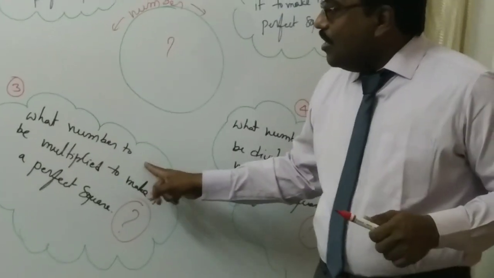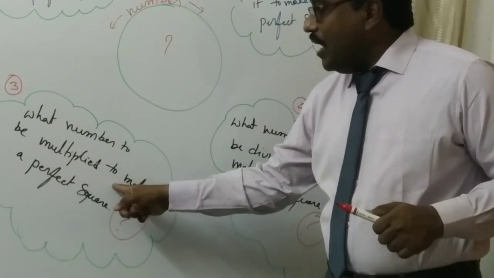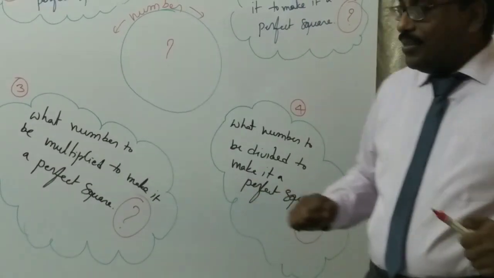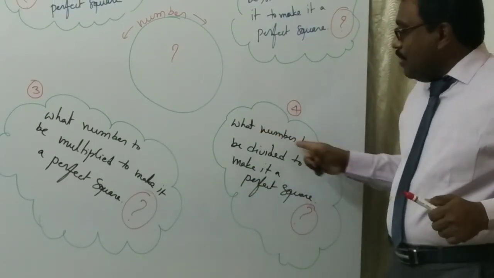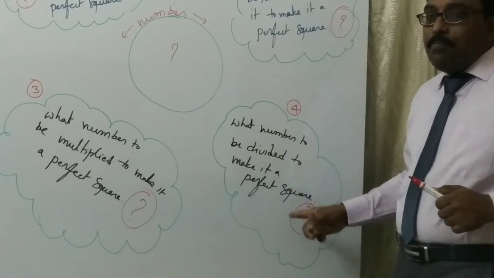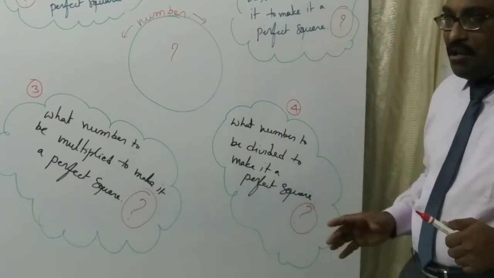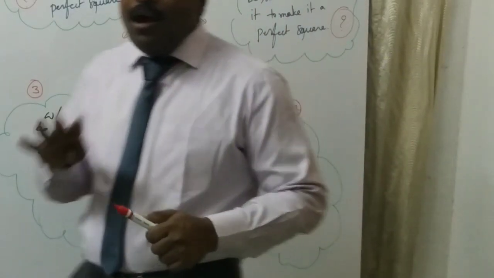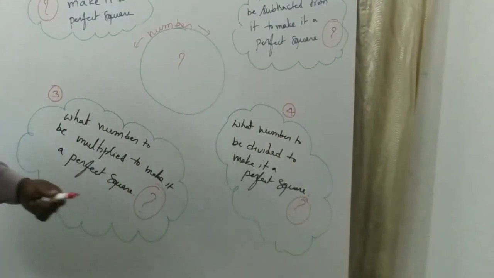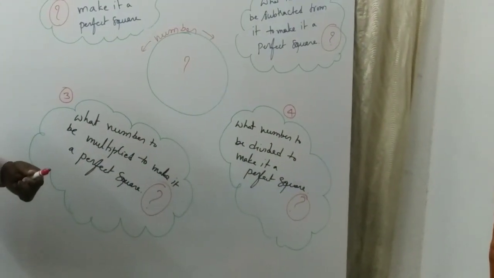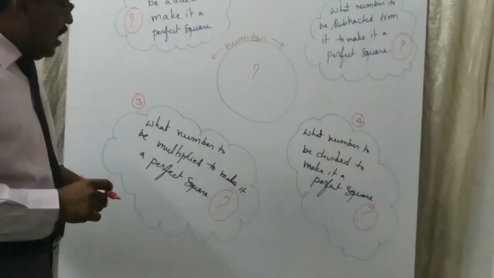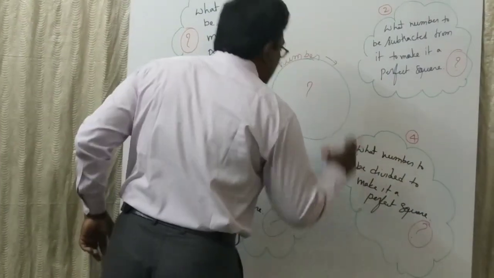Third concept is what number should be multiplied to make it a perfect square, or what number should be divided to make it a perfect square. This means all four fundamental operations are used on a non-perfect-square number. Let me give an example to make it clear.